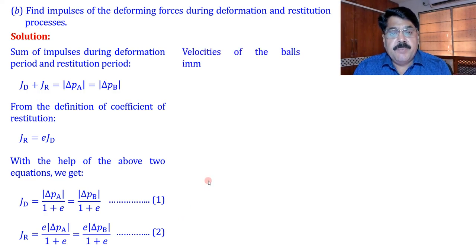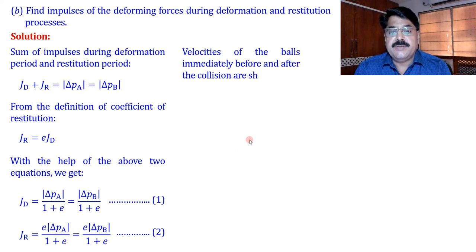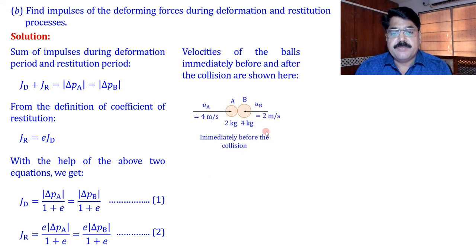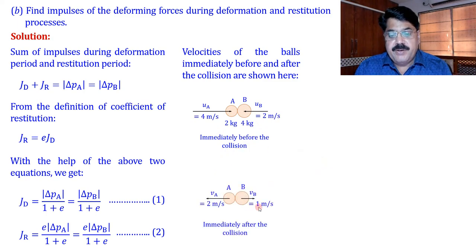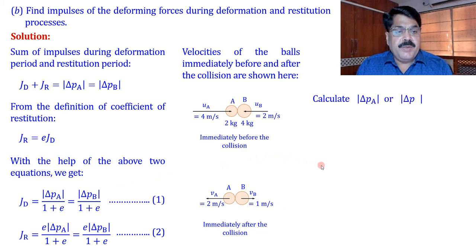Velocities of the balls immediately before and after the collision are shown here. This is immediately before collision and immediately after collision that we obtained. This is 1, this is 2 reverse. Now we can make use of these velocities and these relations to find the impulses. So calculate delta PA or delta PB from the values shown in the figure.